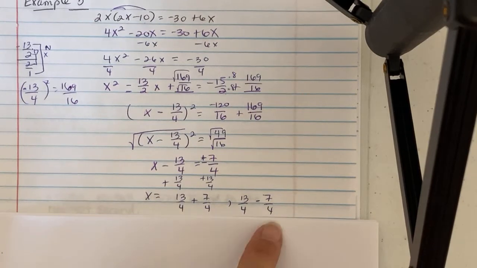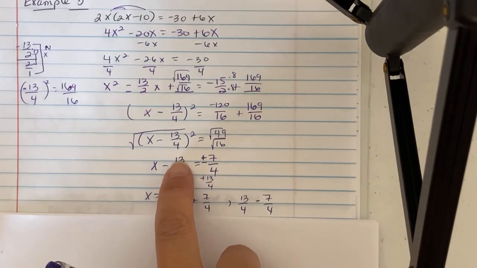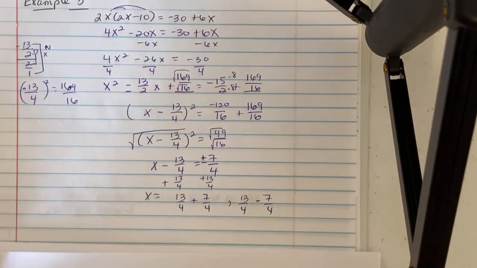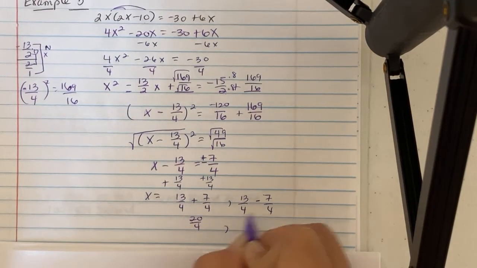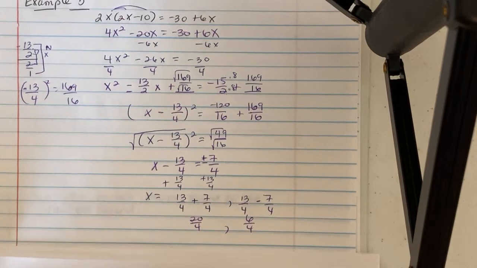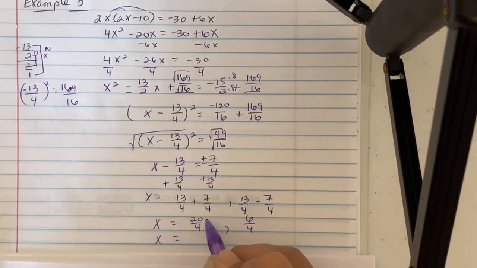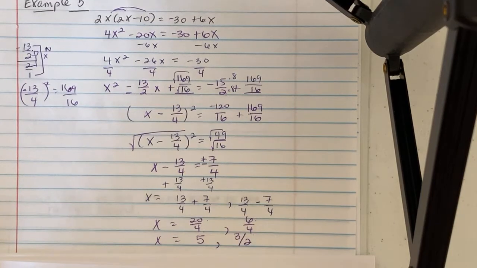The reason for the breakdown is because we have a plus minus situation, which means we're going to add the new fractions together and we're going to subtract the fractions. 13 plus 7 makes it 20 over 4. 13 minus 7 is 6 over 4, and then reduce. So x is equal to 20 divided by 4 is a 5. 6 divided by 4 is 3 over 2.